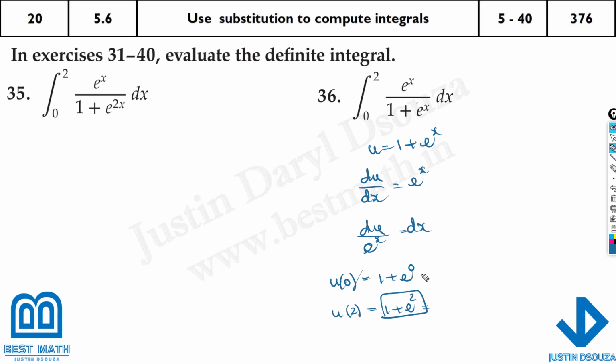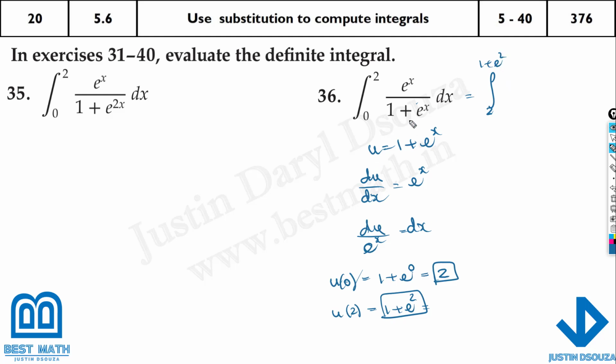But what about the first one? It's 1 plus 1. e to the power 0 is 1. So it's going to be 2. So it's e to the power 0, that's 1. 1 plus 1 is 2. So it's 2 to 1 plus e squared. So the new limits formed are 2, 1 plus e squared.